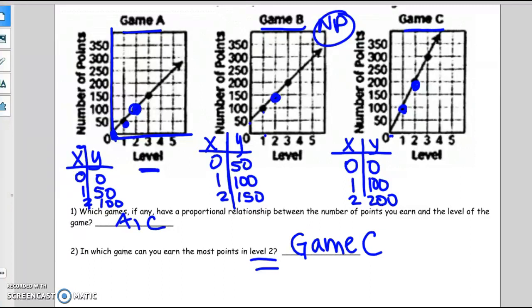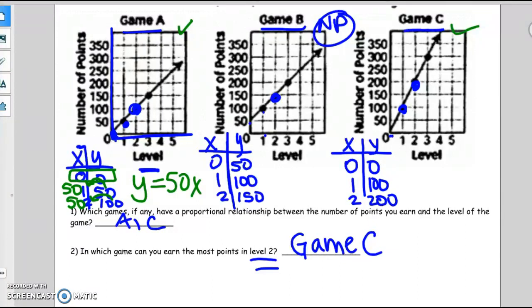The point of this one is just to make sure you're reading those tables, reading the graphs, even making the tables. And if game A and game C are proportional, then I should have a 0, 0 on the table. And if I do y divided by x, I should get the same number. So 50 divided by 1 is 50. 100 divided by 2 is 50. That equation would be y equals 50x.